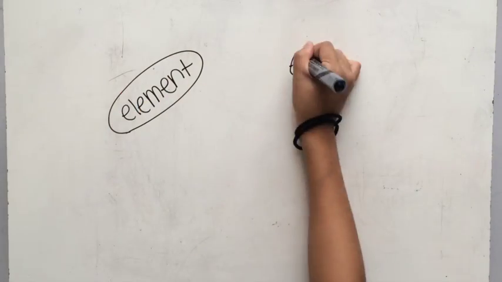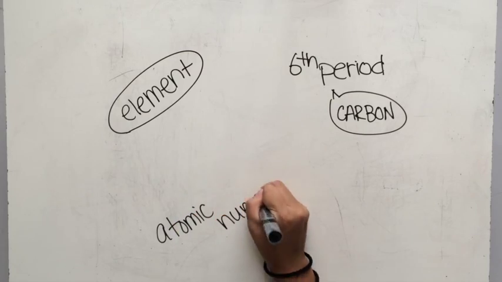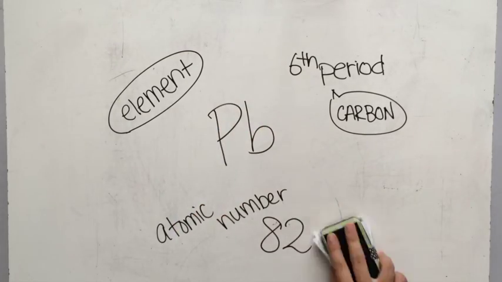What is lead? Lead is an element in the sixth period, which is the same as carbon. It has an atomic number of 82 and is symbolized as Pb.